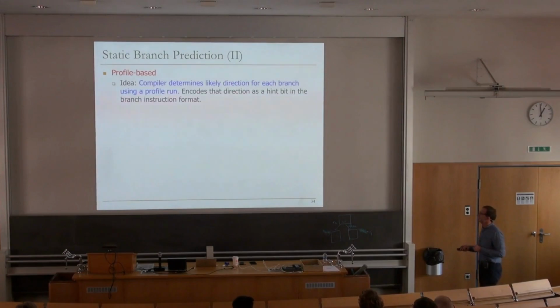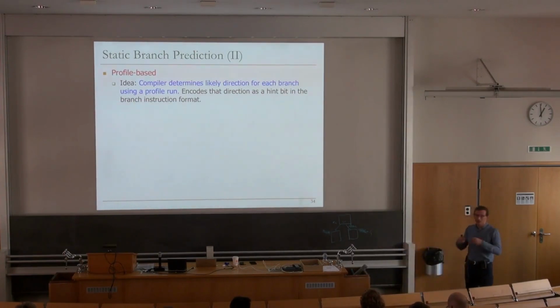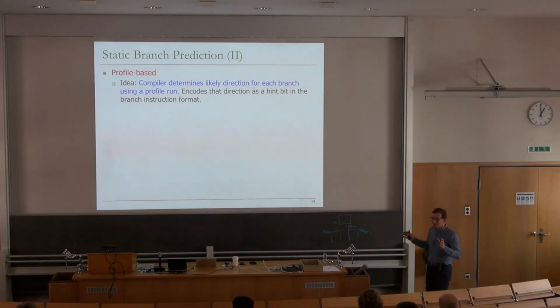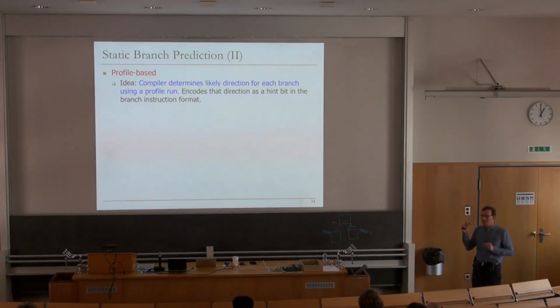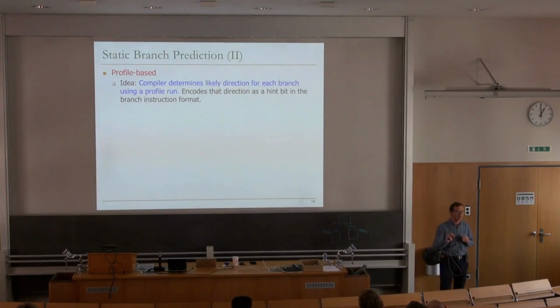Profile-based mechanisms can potentially buy you more. Here, the key idea is that the compiler determines the likely direction for each branch based on a profile run, and encodes that direction as a hint bit in the branch instruction format. Basically, you run the program once with some input and figure out, oh, this branch was executed 100,000 times and 78,000 times it was taken. Then you say, this branch is likely taken. So I have a bit in my branch instruction format that says what is the predicted direction by the compiler, and the compiler sets that bit to taken. And it does it for every branch.